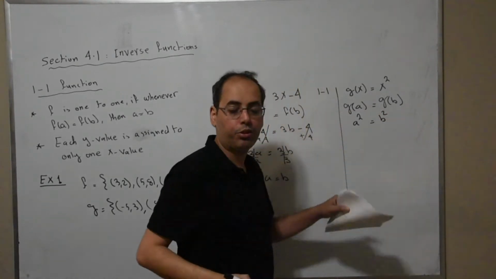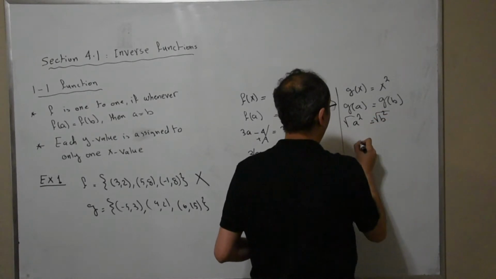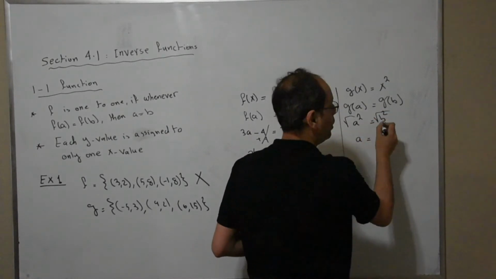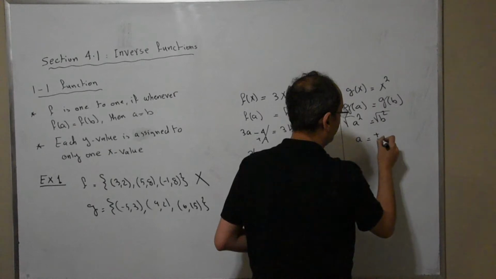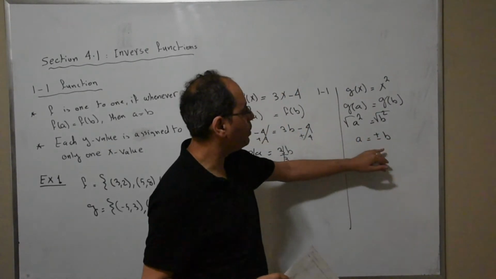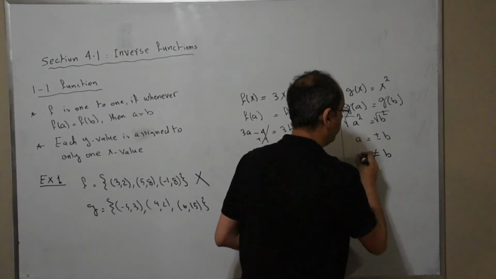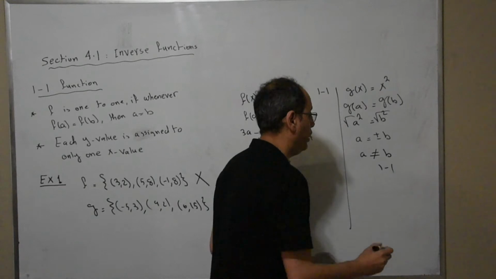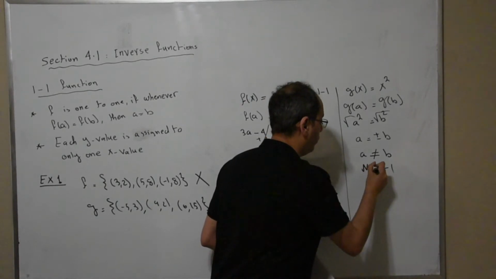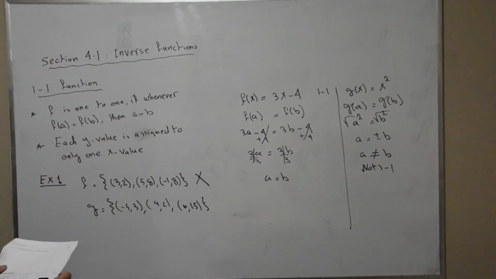Now I have squares, so I take the square root of both sides. I have a on the left, but here I have plus or minus b. Therefore, a has two values in terms of b, so a is not equal to b. So therefore this function is not one-to-one. Okay? I hope that this test is clear.